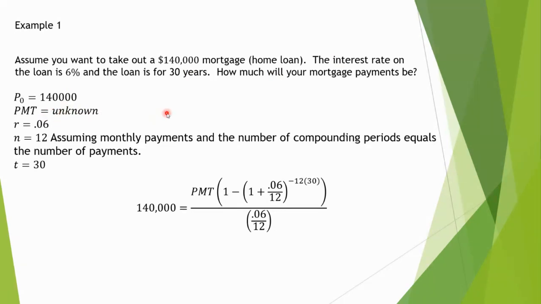Our interest rate as a decimal is 0.06. You just convert it to a decimal by moving the decimal 2 spaces to the left. N is 12, right? It's compounded as often as we make payments. We're making monthly payments, compounded monthly, so N is 12. And it goes on for 30 years, so T is 30. So here's what we do. Here's our formula. Now, we want PMT, that's our unknown.